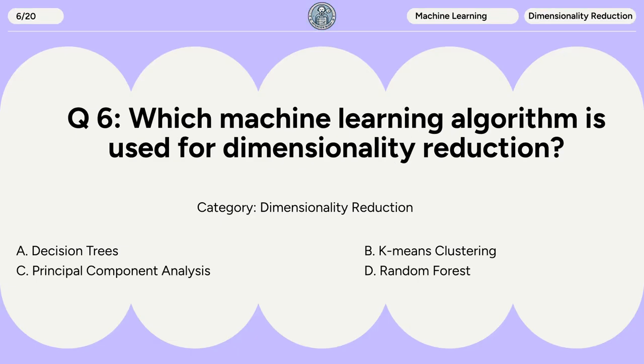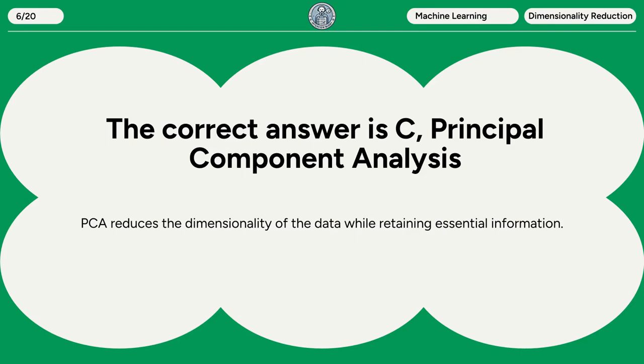Question 6. Which machine learning algorithm is used for dimensionality reduction? A. Decision trees. B. K-means clustering. C. Principal component analysis. D. Random forest. The correct answer is C. Principal component analysis. PCA reduces the dimensionality of the data while retaining essential information.